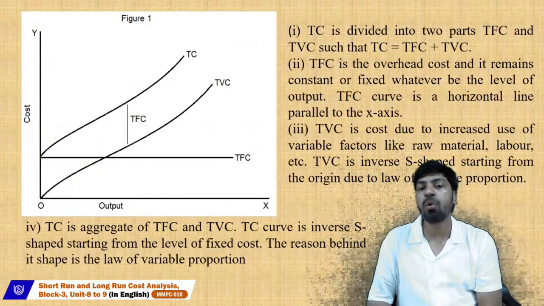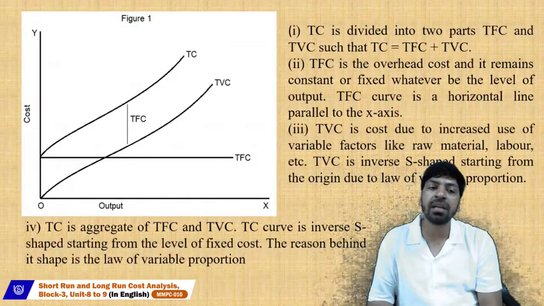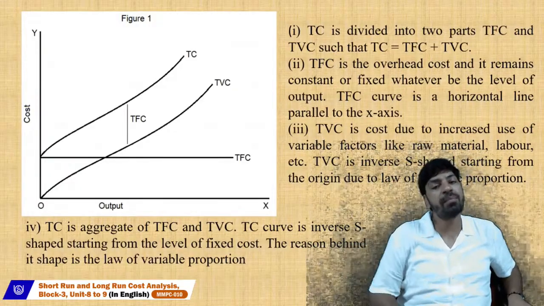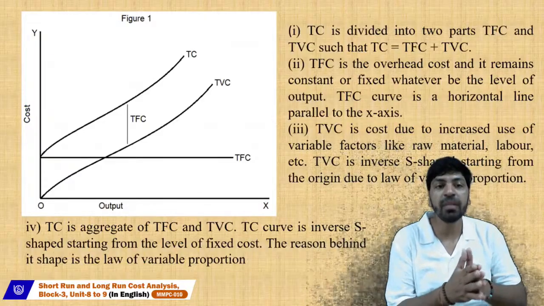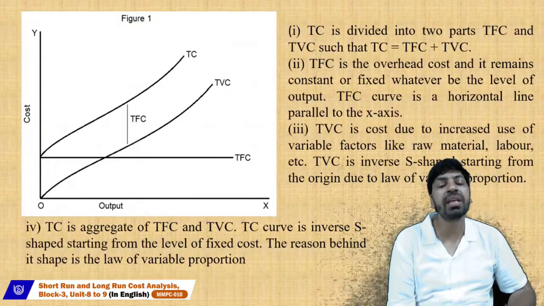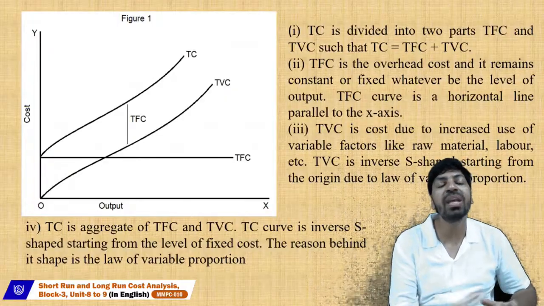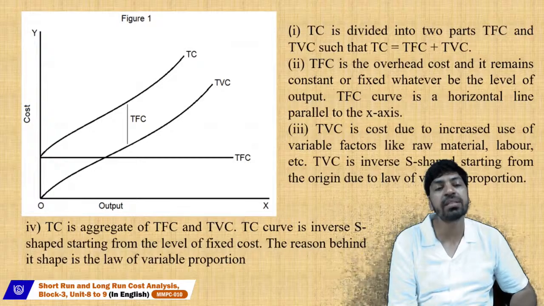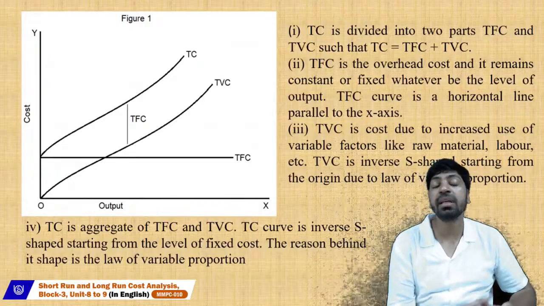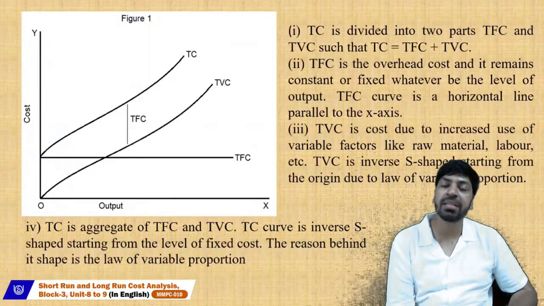Similarly, the total variable cost begins from the origin and keeps on sloping upward. The summation of the total variable cost and total fixed cost becomes the total cost. So the gap between the total cost and total variable cost would be the total fixed cost.